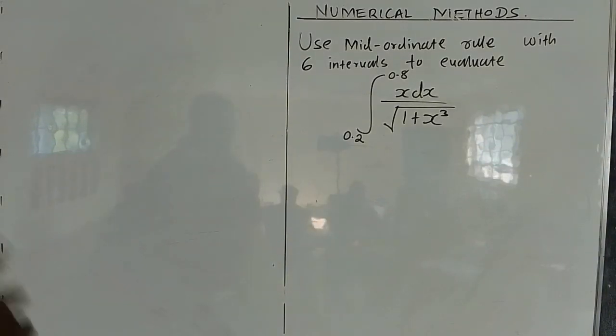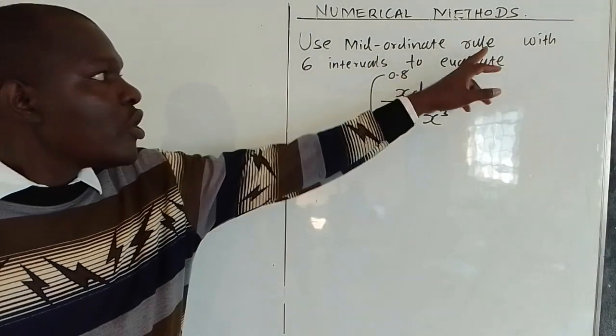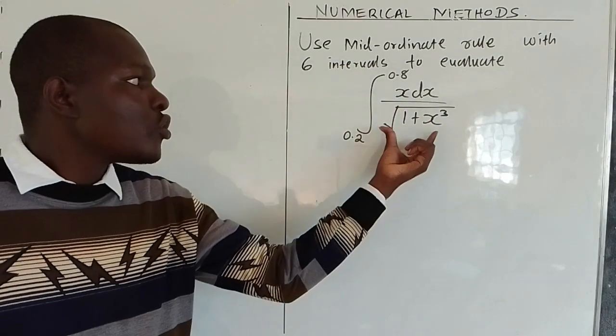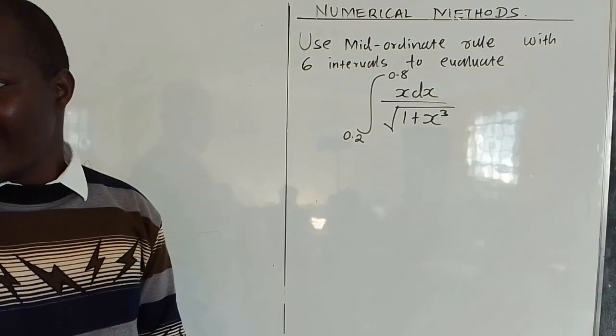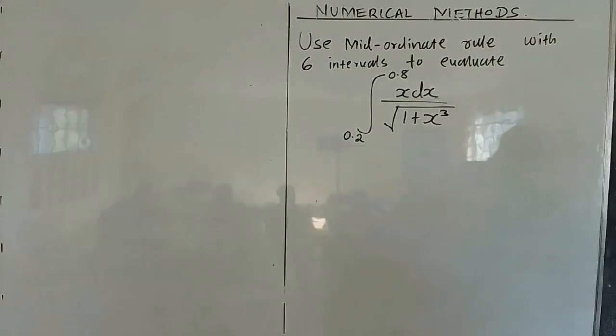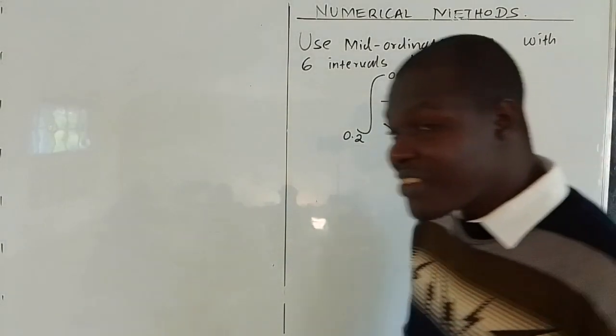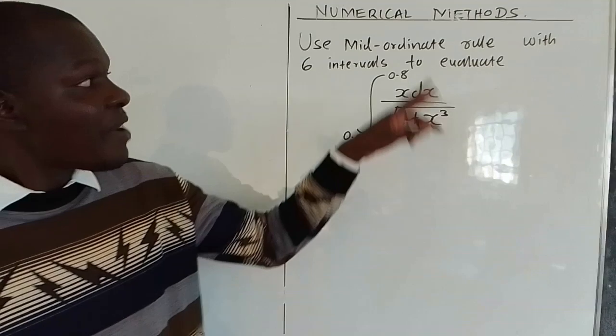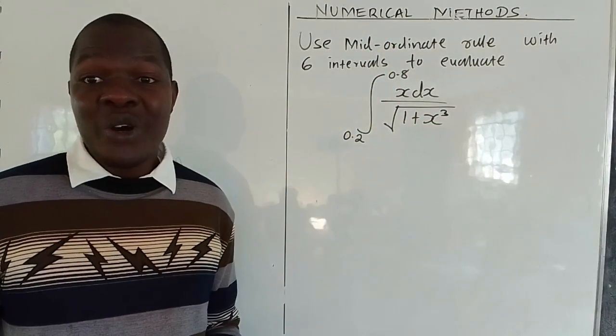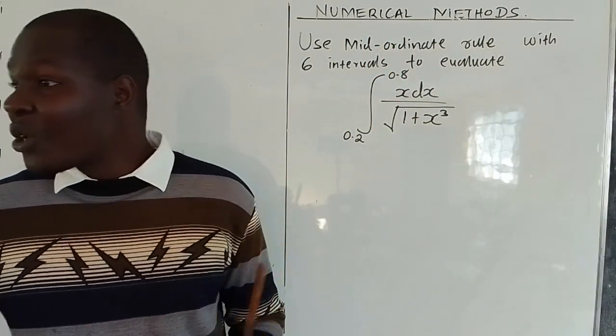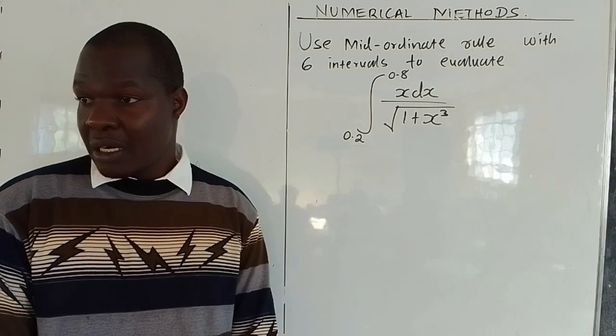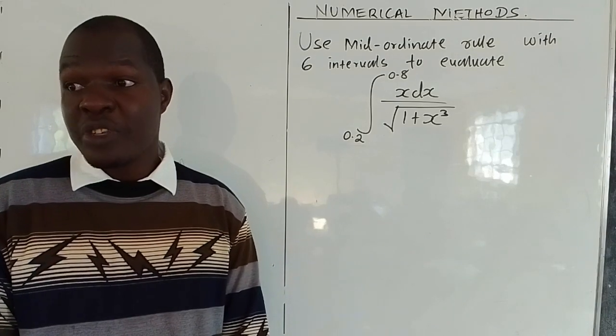In the first case on the Mid-Ordinate rule, you'll be told to use the Mid-Ordinate rule with 6 intervals to evaluate the integral, isn't it? Now, if you want to use the Mid-Ordinate rule, the first thing, even before you identify the rule you are using, is that you must know how many intervals you have. Are we together? How many strips?